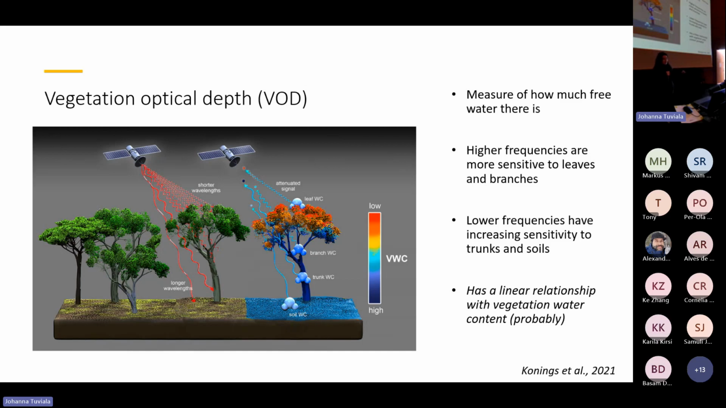Higher frequencies of VOD are more sensitive to the top level, like canopy, leaves, and branches, and lower frequencies have increasing sensitivity to trunks and soils. So probably one of the most well-known uses of this is through soil moisture mapping. But when it's split into the soil and vegetation, the vegetation optical depth generally has a linear relationship with vegetation water content. I say generally because it still needs quite a lot of testing, but there are a lot of promising studies from in situ comparisons.